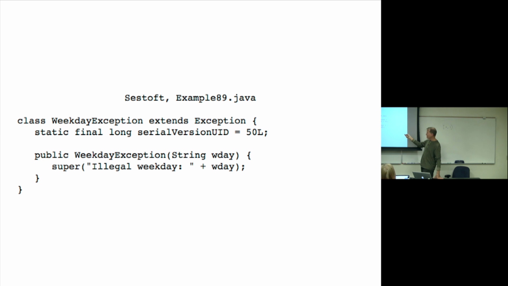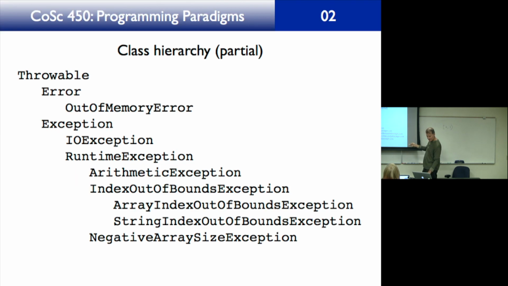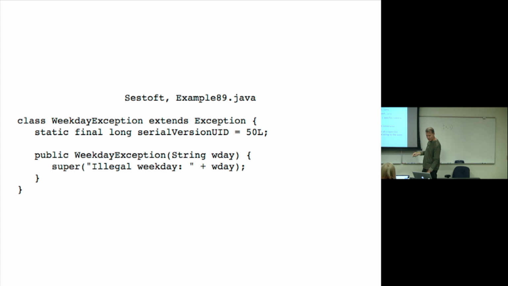Inherits from what? Exception. Now, where was exception on that list? Look, it's exception, which inherits from what? Throwable. So that's Throwable, right? So he's making his own. Instead of being an IO exception or a runtime exception, it's a weekday exception that the programmer is defining. Did you see how that worked?